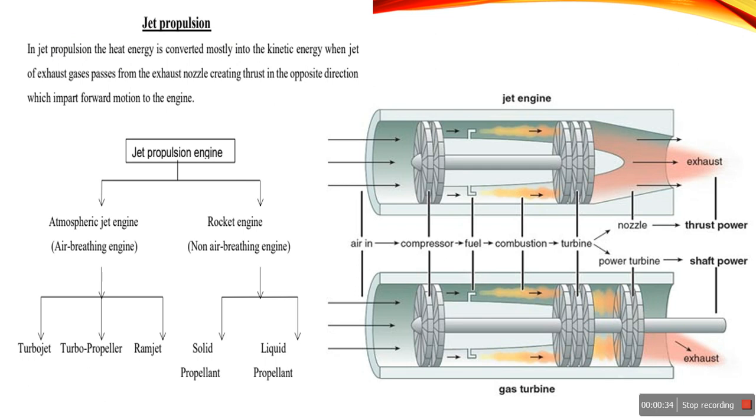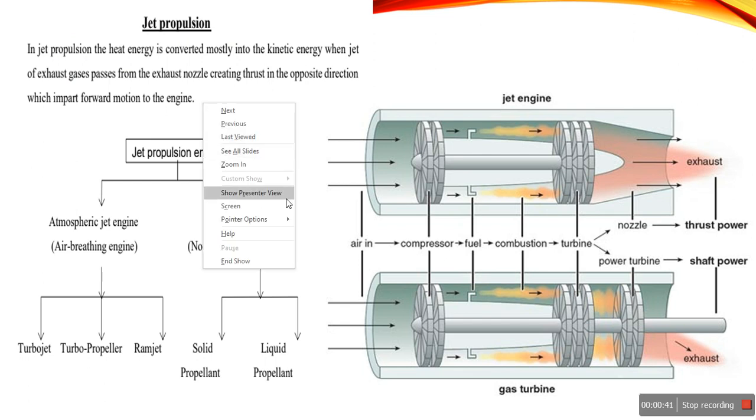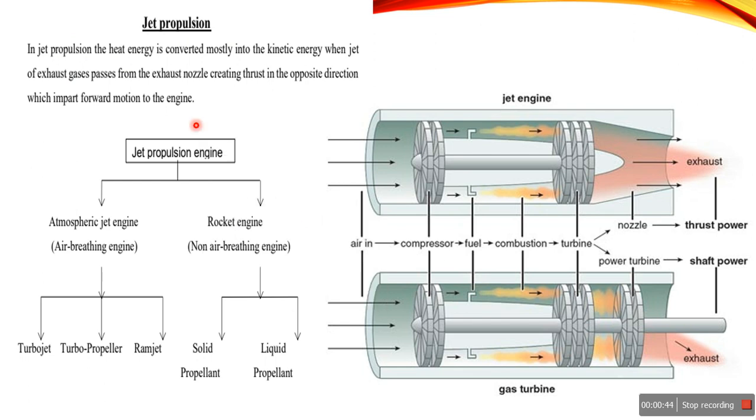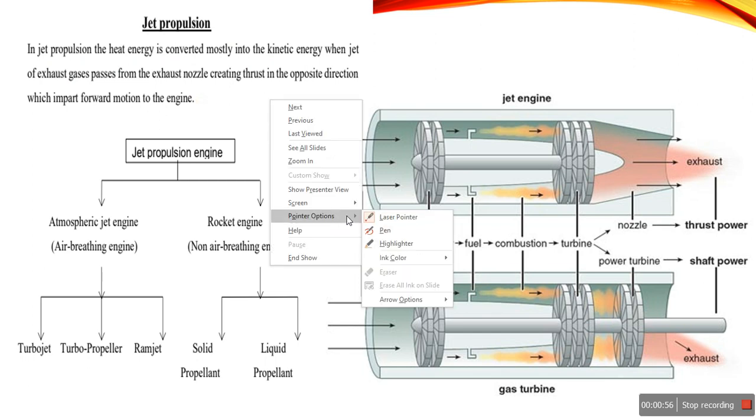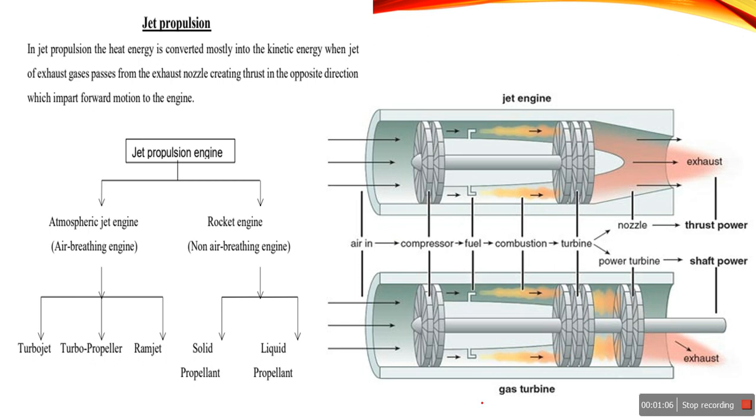I will shortly cover again what is meant by jet engine. In the previous lecture we discussed what is meant by jet engine. The main purpose of the jet engine is that heat energy is converted mostly into kinetic energy when the jet of exhaust gas passes from the exhaust nozzle, creating thrust. We remember some keywords. In the case of a jet engine, there are the nozzle, thrust force, and diffusers, which are some changes as compared to the gas turbine. I compared them in the last lecture also.